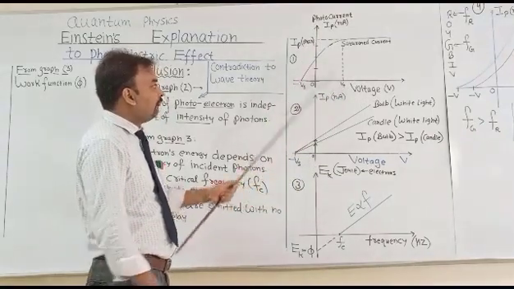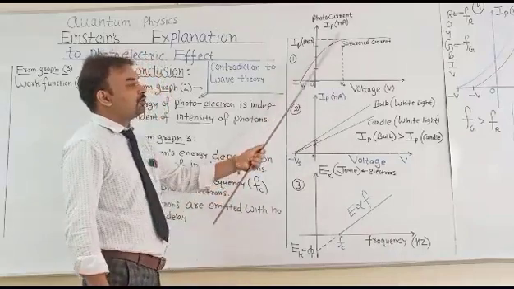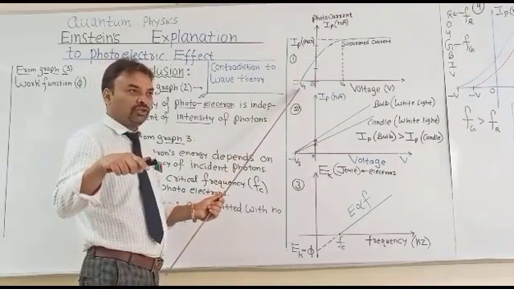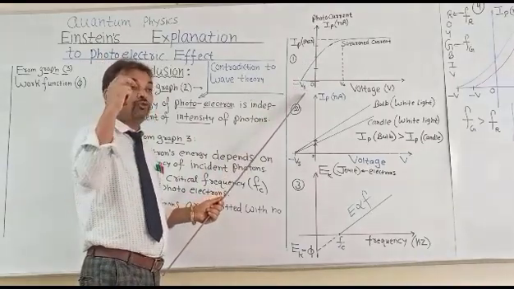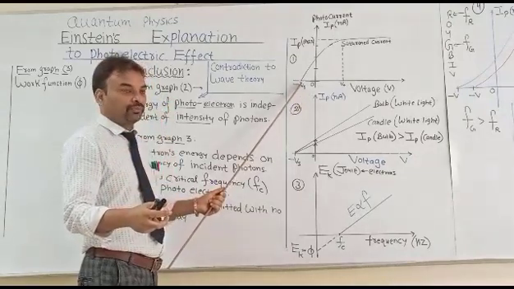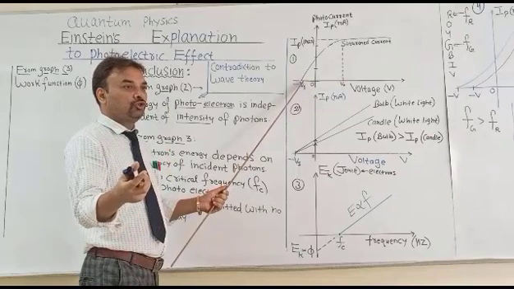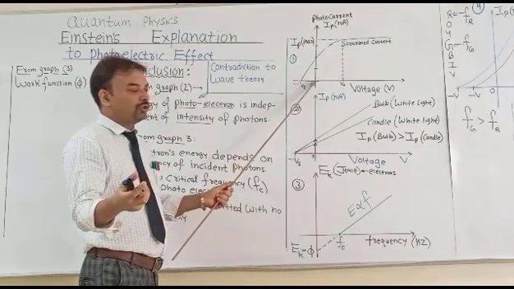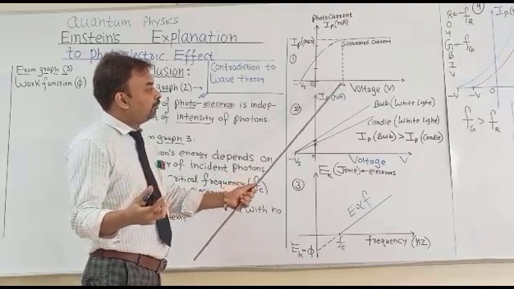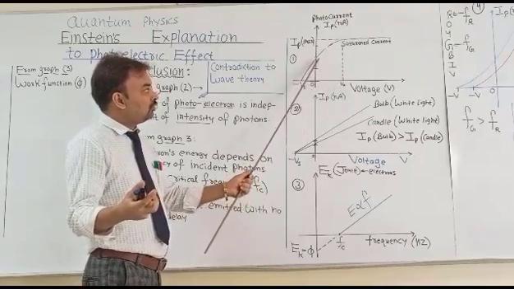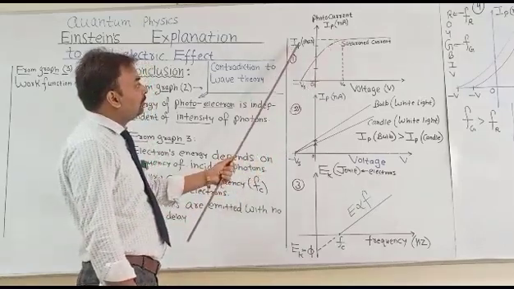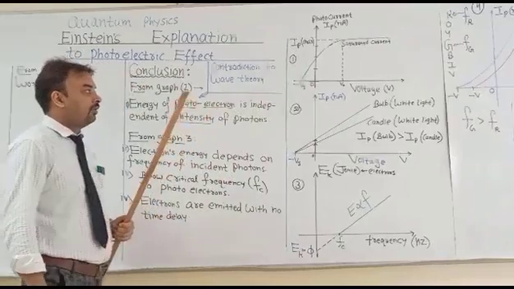The graph from this point to this point is important. The conclusion is that the stopping potential stops the photoelectrons, and when they are stopped, the photocurrent becomes zero. If we reduce the stopping potential and move towards zero, the current starts increasing. Finally, in the positive range of the voltage, the current also increases, and it attains a maximum value. This is the maximum photocurrent.